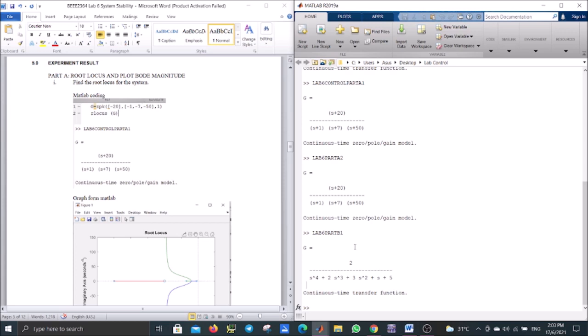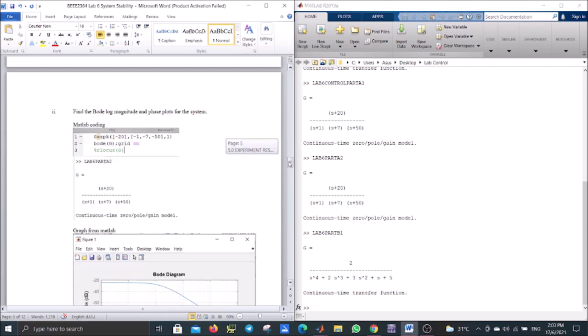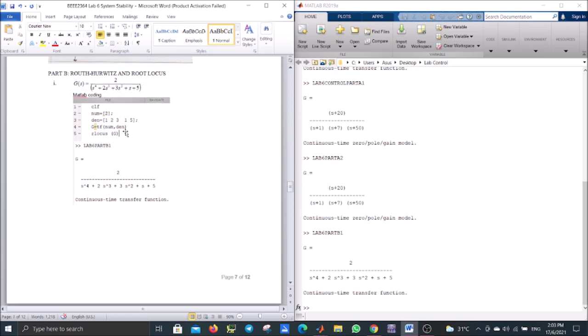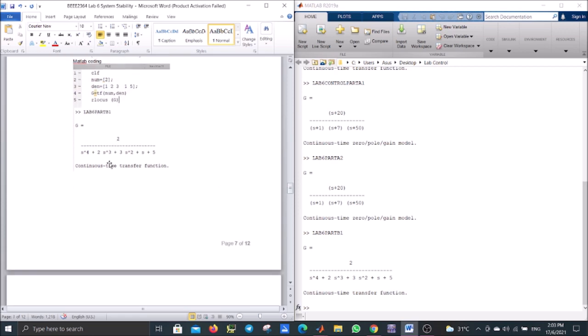Wait, part B1, part A1. Oh, this is the result for part A. So for part B, over here, yeah, over here. So this is for part B, part B1.